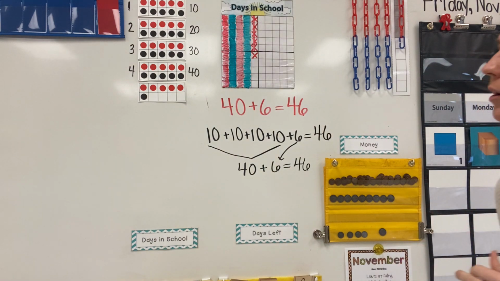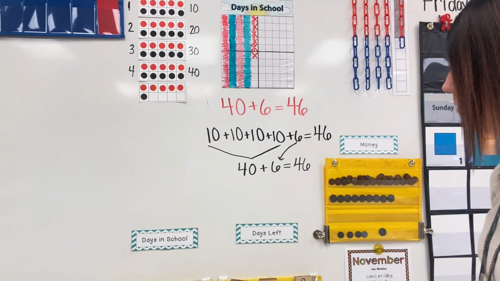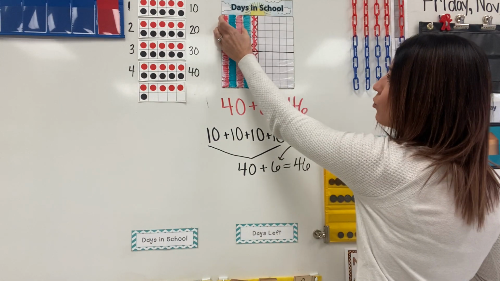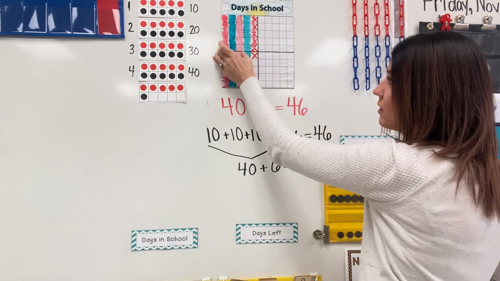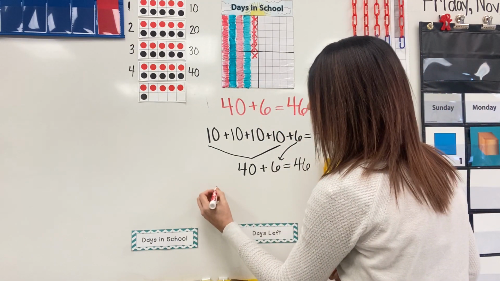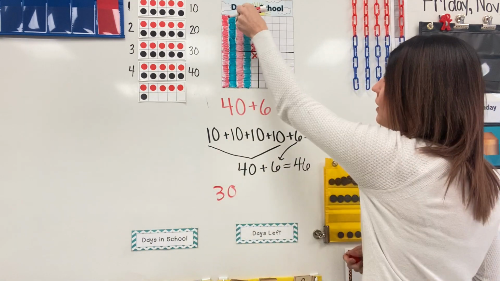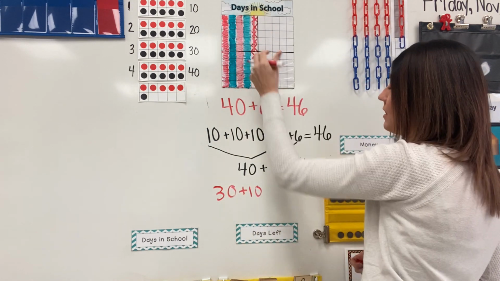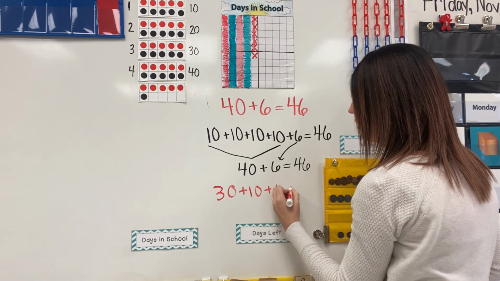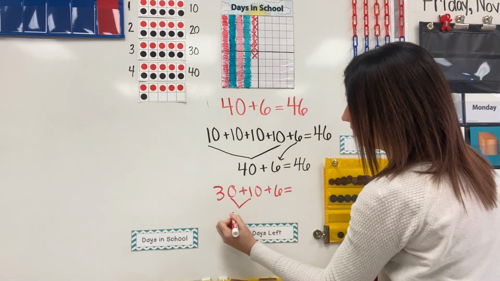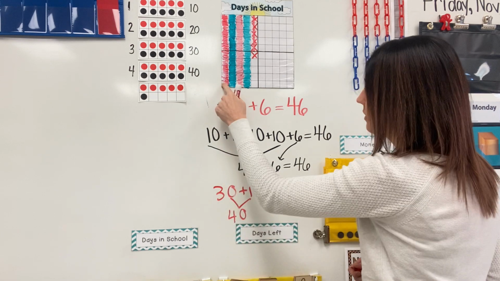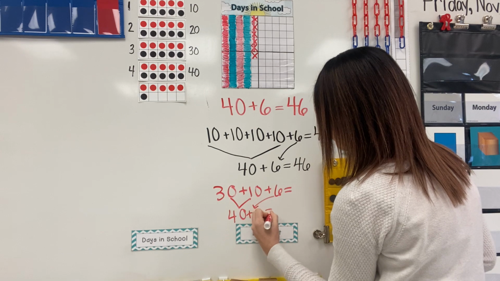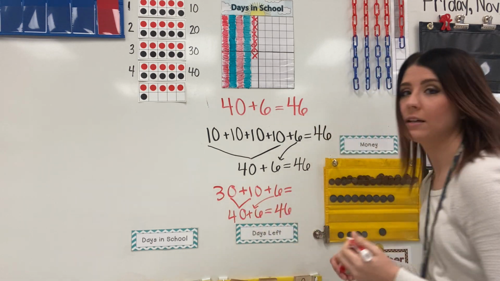Do you see any other numbers hiding inside of there? I see 3 10s. How much is 3 10s? 30. Then I see this 10. Then I see this 6. So 30 and 10 is 40, 10, 20, 30, 40. Then bring my 6 down. 40 and 6 make 46.